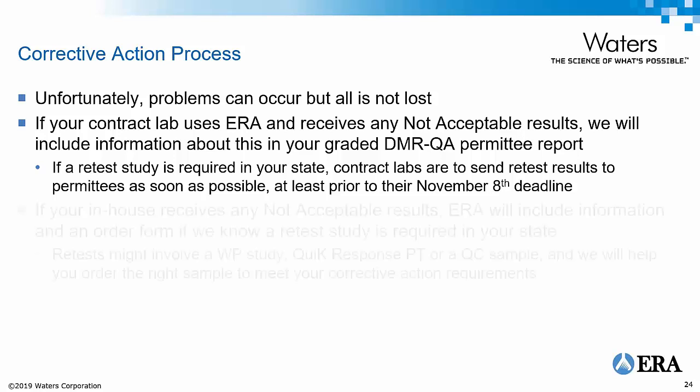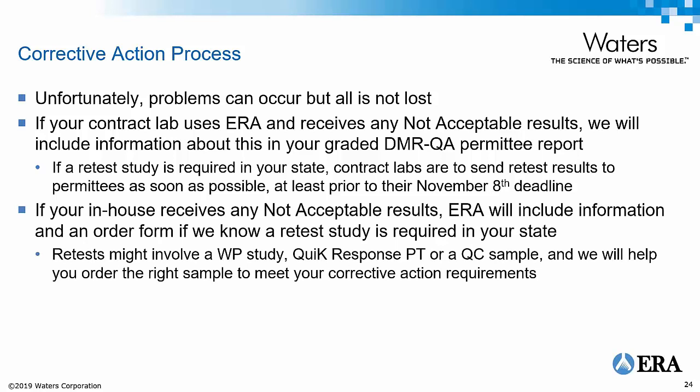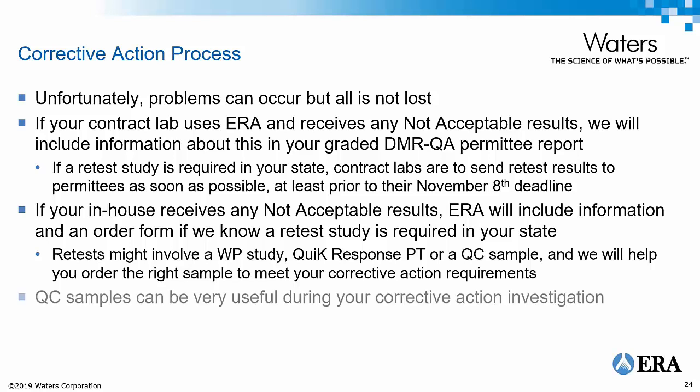If your in-house laboratory receives any not acceptable results, we'll also, of course, include information about this in your permittee report, along with an order form, if we know a retest is required in your state. Some states have different processes, different requirements for corrective action. So if you have an order form, it will show you what you need. If there is no order form, your state may have a different requirement, and we would recommend you contact them to ask what you should do.